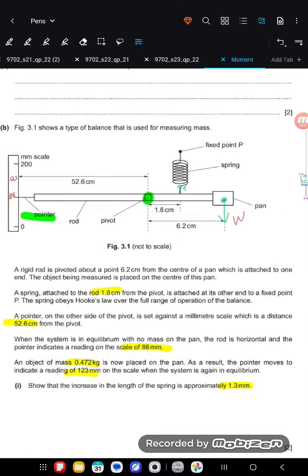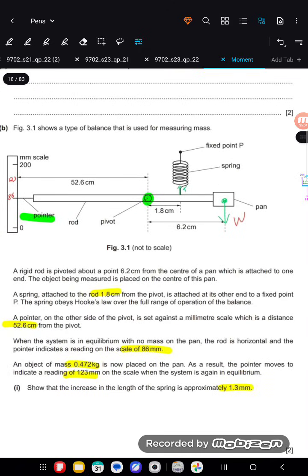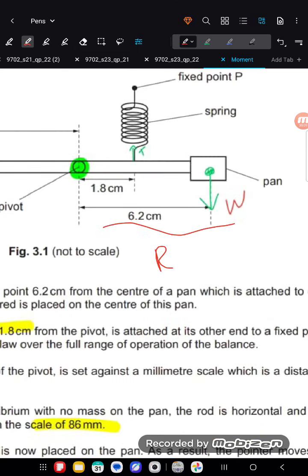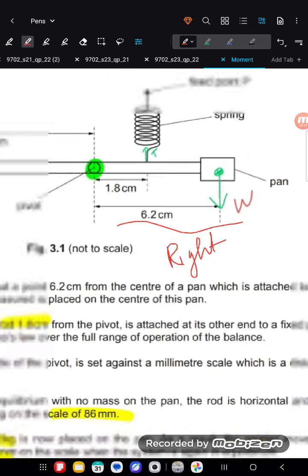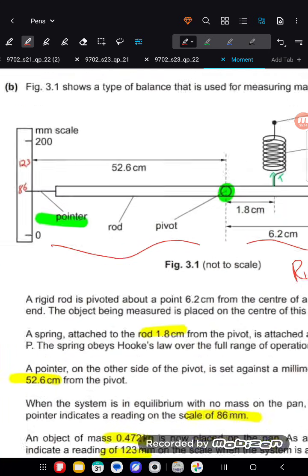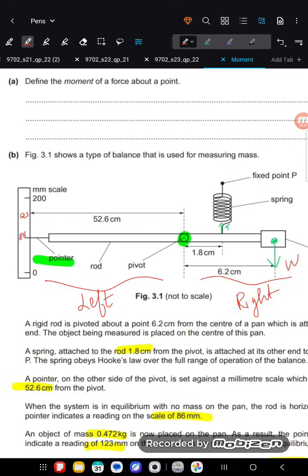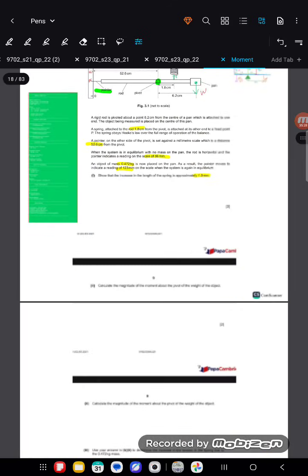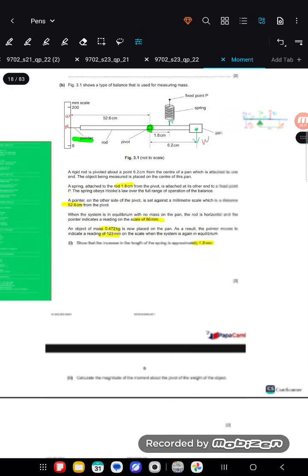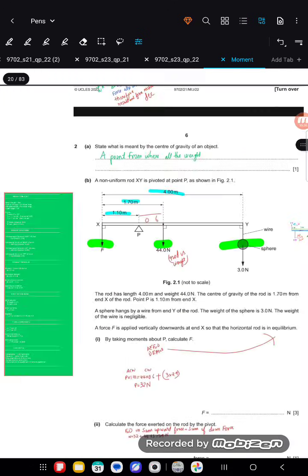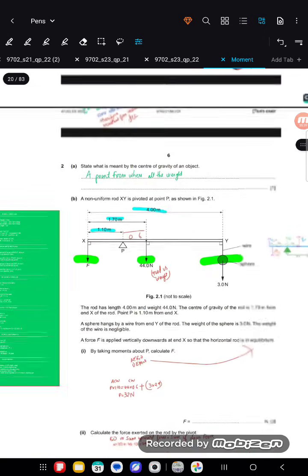Same for this one, the pivot is given, some forces are acting clockwise, some forces are acting on the right side, and this is the left side of the pivot. We check and find the moment, the force W. Yeah, they're asking for the force. So see here, I don't want to explain any more questions because these are very easy.